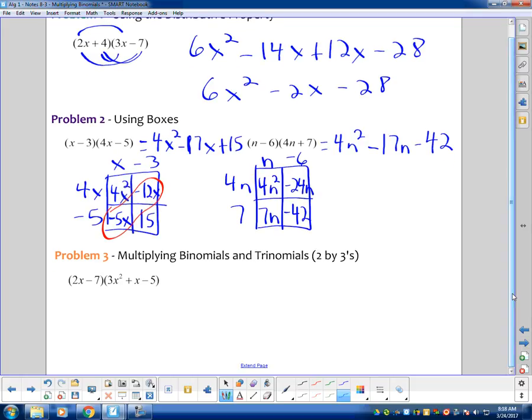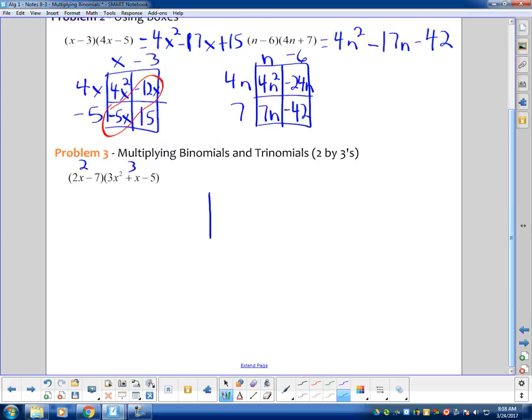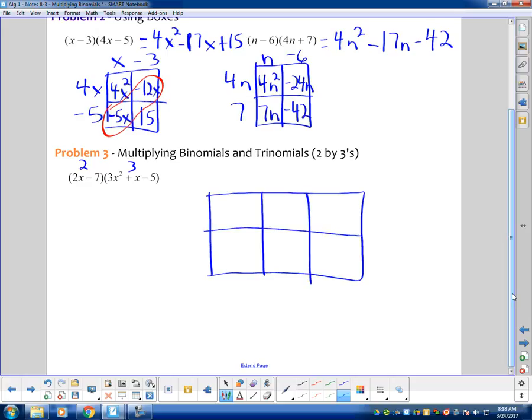So do the boxes work with different size polynomials? They do. This is a binomial, so it has 2 terms, and a trinomial has 3 terms. So we'll have 6 individual boxes. It's going to look like this. The 2x minus 7 goes along one side, the 3x squared plus x minus 5 along the top. And we have 6 individual boxes.